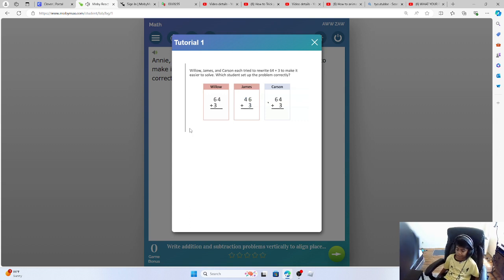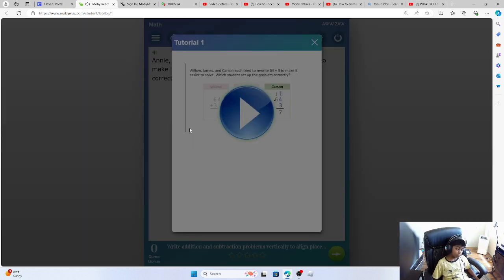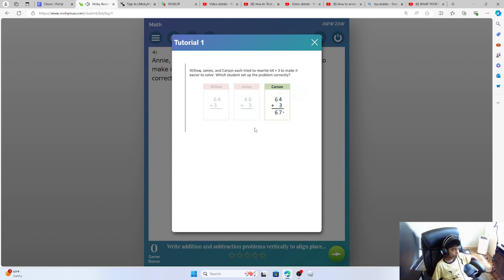Let's look at how Carson set his up. 64 has 6 tens and 4 ones, so those are correct. And 3 just has 3 ones, so that's correct as well. Carson lined up ones with ones and tens with tens, so he set this up correctly. Let's use his equation to solve. 4 ones plus 3 ones is 7 ones. We're not adding anything to these 6 tens, so we'll have 6 tens in our answer as well. 64 plus 3 is 67.